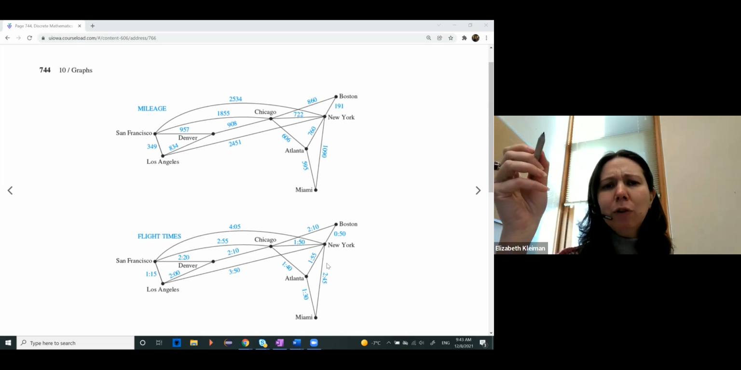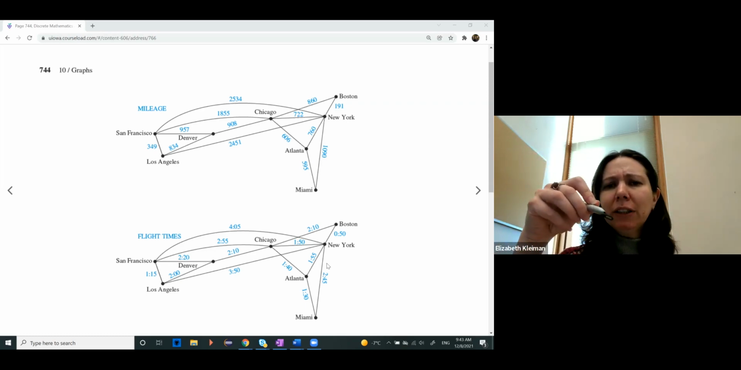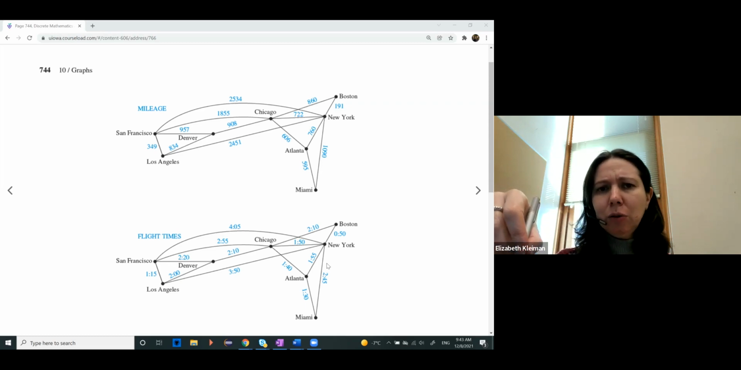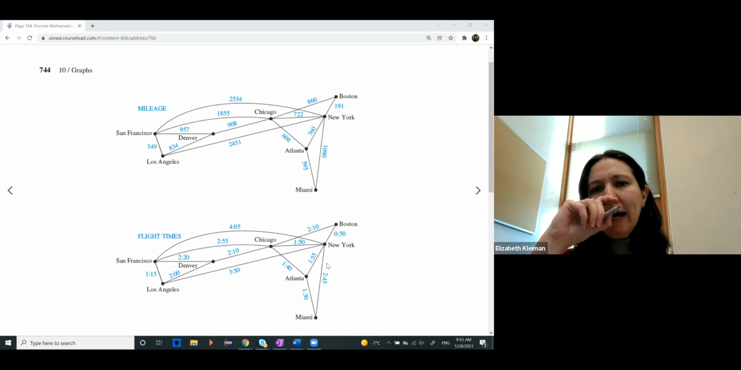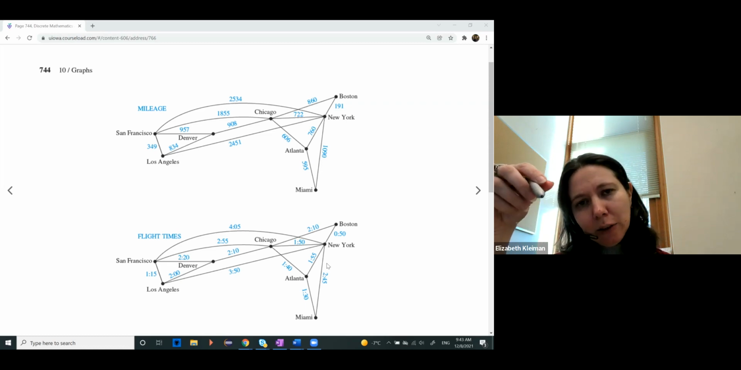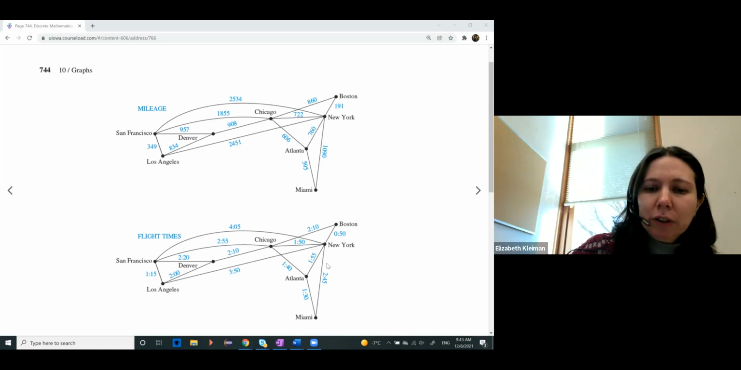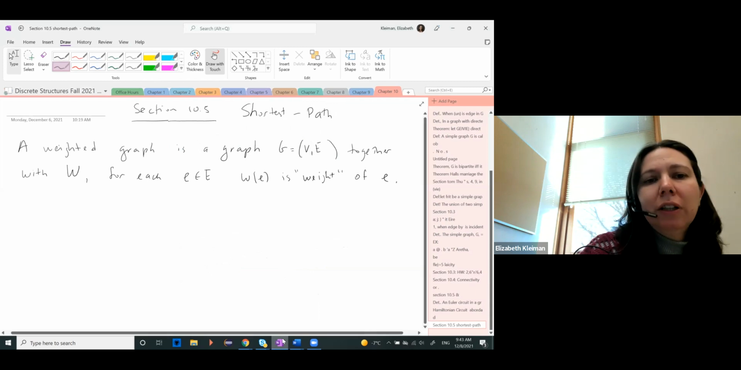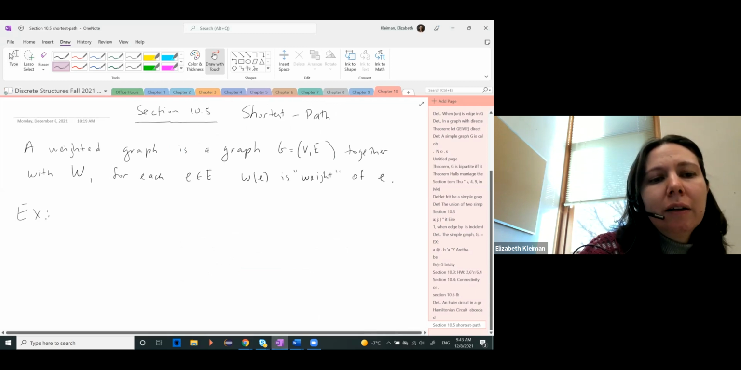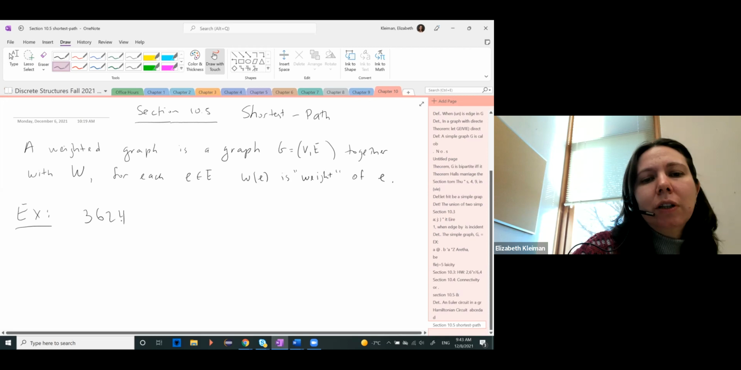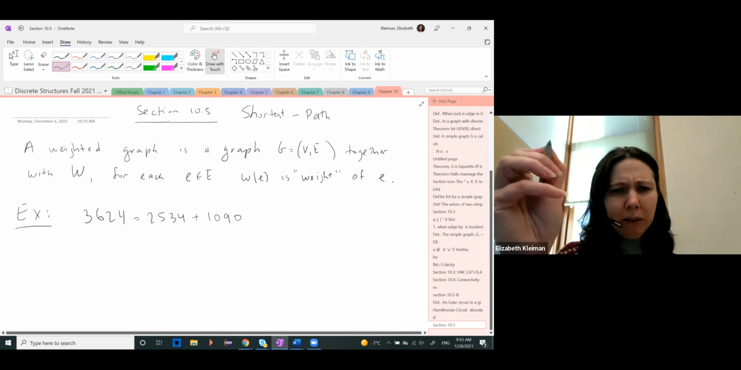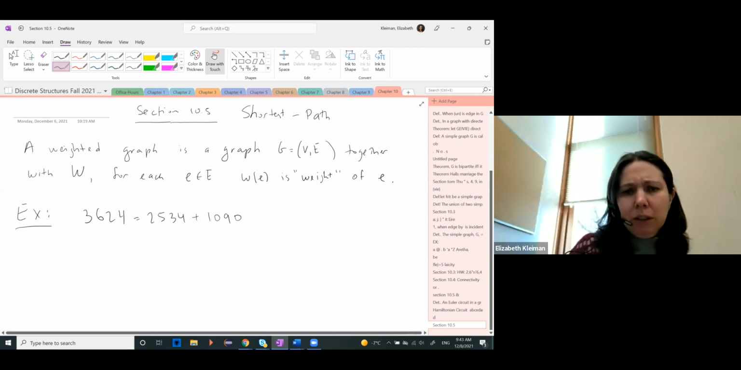So one way of doing things is to travel from San Francisco to New York, which is 2534. And then from New York to Miami, this is going to be 3624. Let me write it down because otherwise I'm going to forget. 3624, correct? Which is 2534 plus 1090, I believe. Yes, 3624.